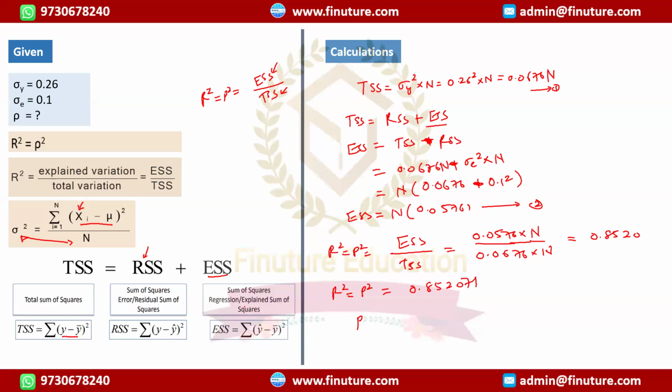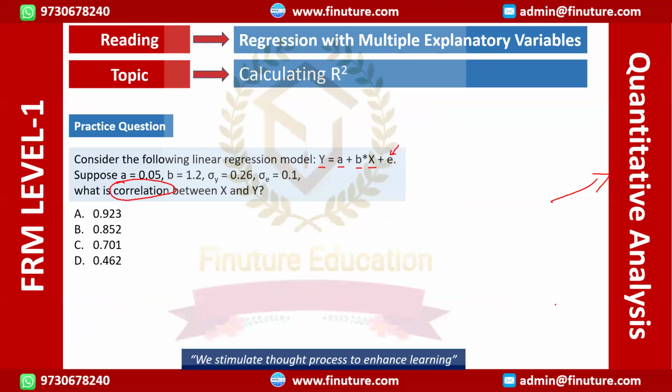And if I take the square root of that, the correlation would be the square root of 0.852071. Let me calculate it right away. It's coming around 0.92307, with further decimals 692, so you can just avoid that. Let's look at the question. The right answer for this question is answer A.